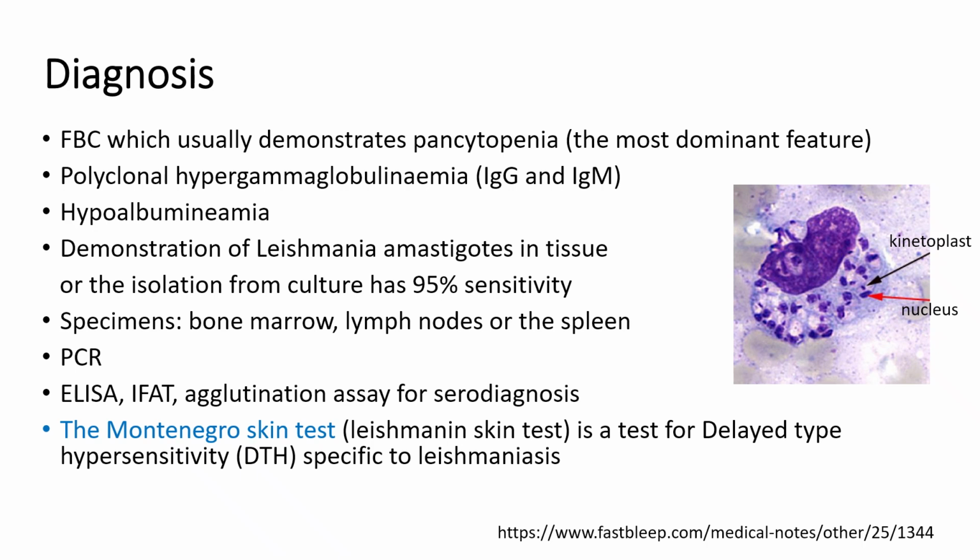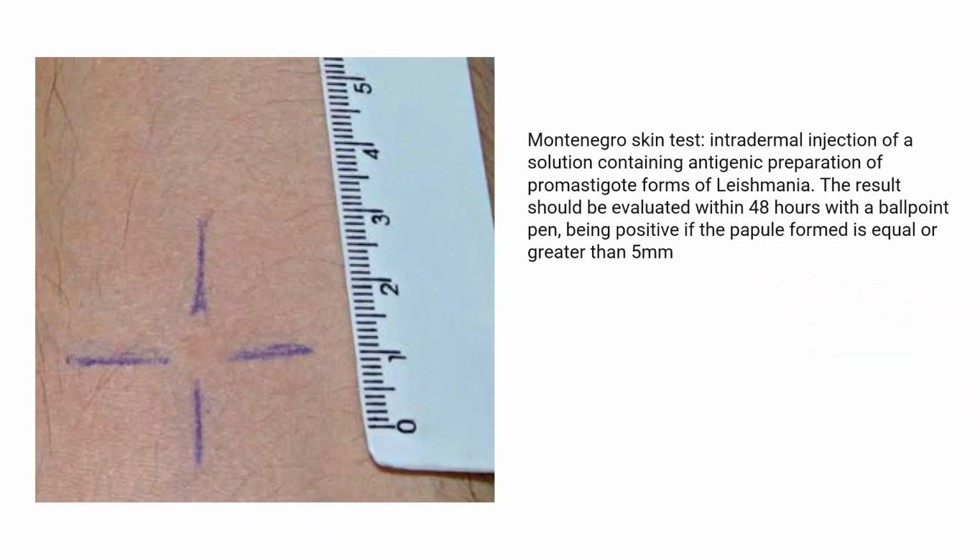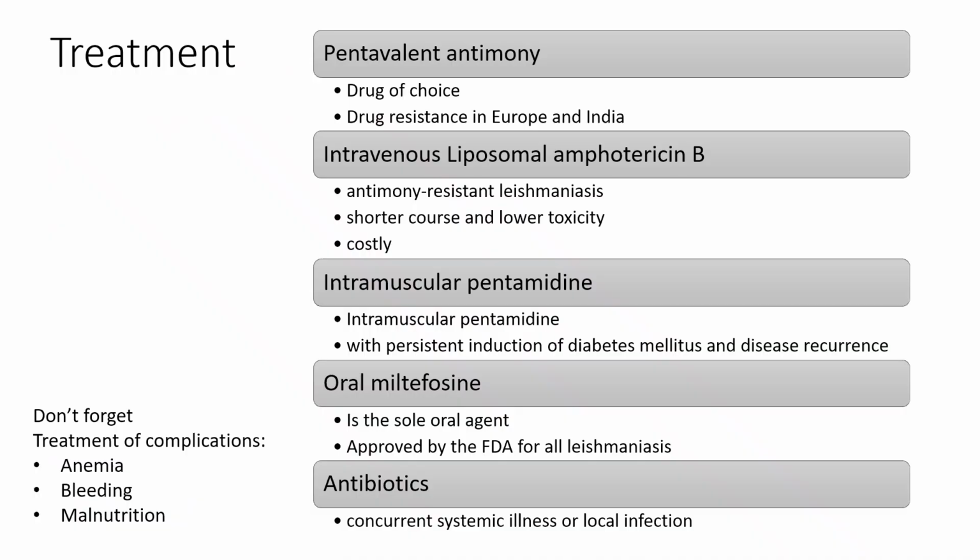of these infections. Now this is how it looks like. The skin test is very easy. You just do an intradermal injection of a solution which contains the antigen of the promastigotes of the Leishmania, and you can see a bump after 48 hours. Usually we measure the size, which is about 5 mm. This is the same test.